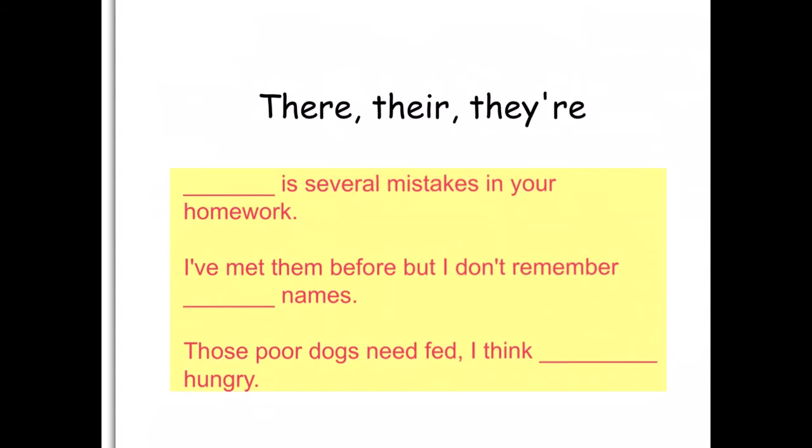You will have noticed that I have taken away the definitions from the top of our slide. Hopefully now we already know how to use each of the theirs correctly according to their meaning. My first sentence: there are several mistakes in your homework. Number 2, I've met them before but I don't remember their names. Number 3, those poor dogs need fed. I think they're hungry. You can pause your video and work out the missing theirs for me.